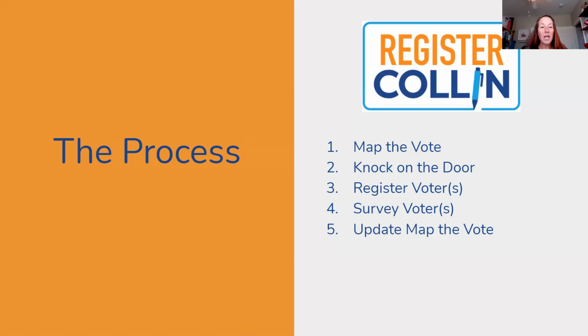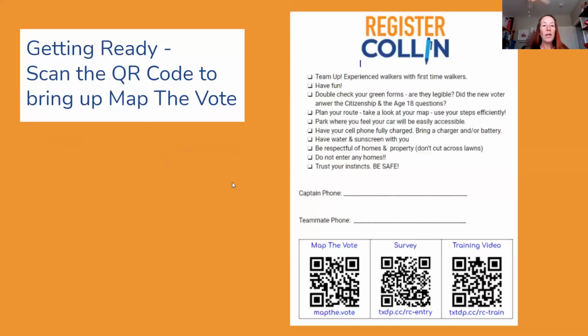Once you meet your captains and you've got your materials and you've gone through training, this is a synopsis of what we're going to be doing, and this training is going to be available to you anytime you want a refresher. There's a QR code on your clipboard sheet. So we are going to be using Map the Vote to find your address. Once we get that address, we're going to go knock on the door. And when they answer the door, we're going to get all the unregistered voters in that house registered. We're going to do a quick survey. We're going to update Map the Vote, and then we're going to do it all again. So here we go.